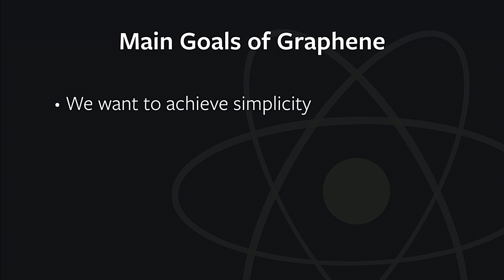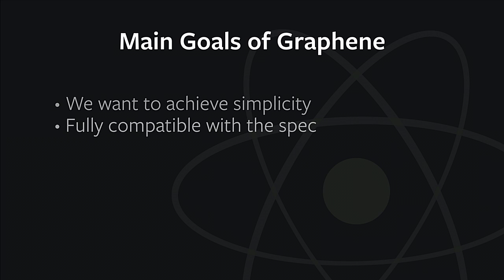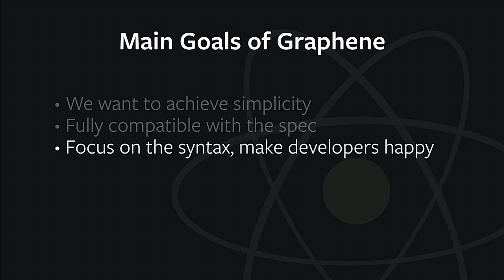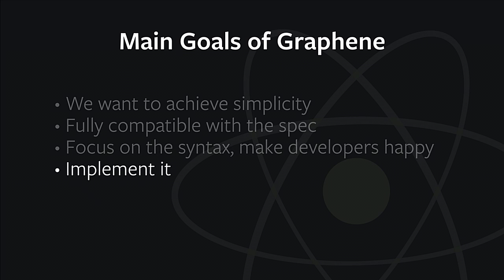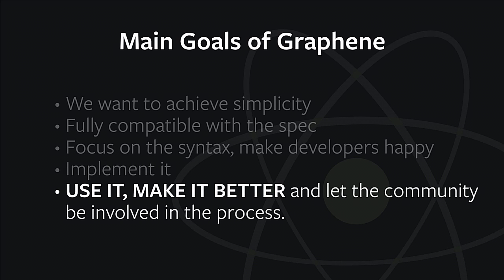So what were the main goals of Graphene? We want to achieve simplicity. Also, we want to be fully compatible with the spec. So the same things that you could do in the JavaScript implementation, you could do in Python too with Graphene. Also, we focus on the syntax. We focus on the way we want to use Graphene. And only when we know how we want to use Graphene, only then we implement it, and not the other way around. And also, we use it and we make it better with the help of the community.